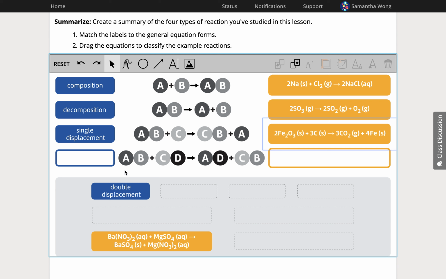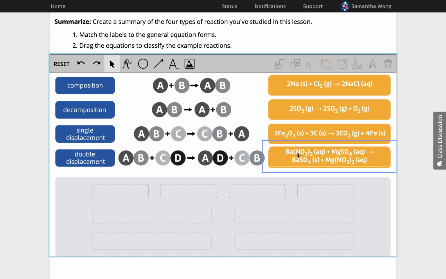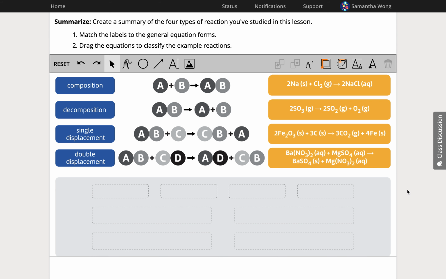Whereas this last one here, AB plus CD gives you AD plus CB. That is an example of a double displacement, whereby the appropriate example is this one right as such. Now what you've just done is create a summary of the 4 types of reactions that we have covered over the past 2 lessons.